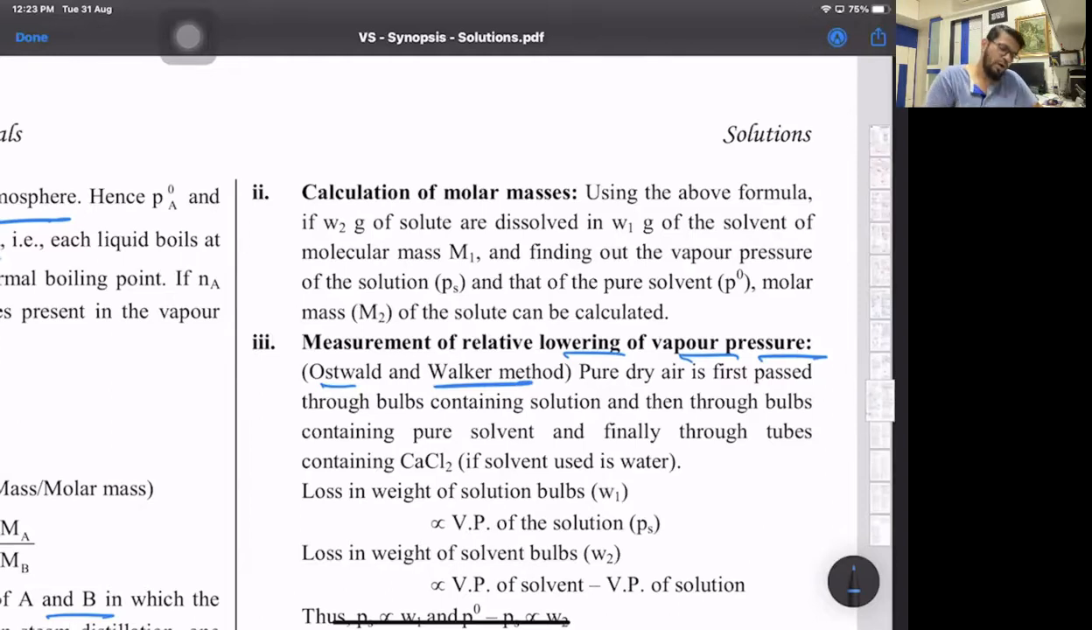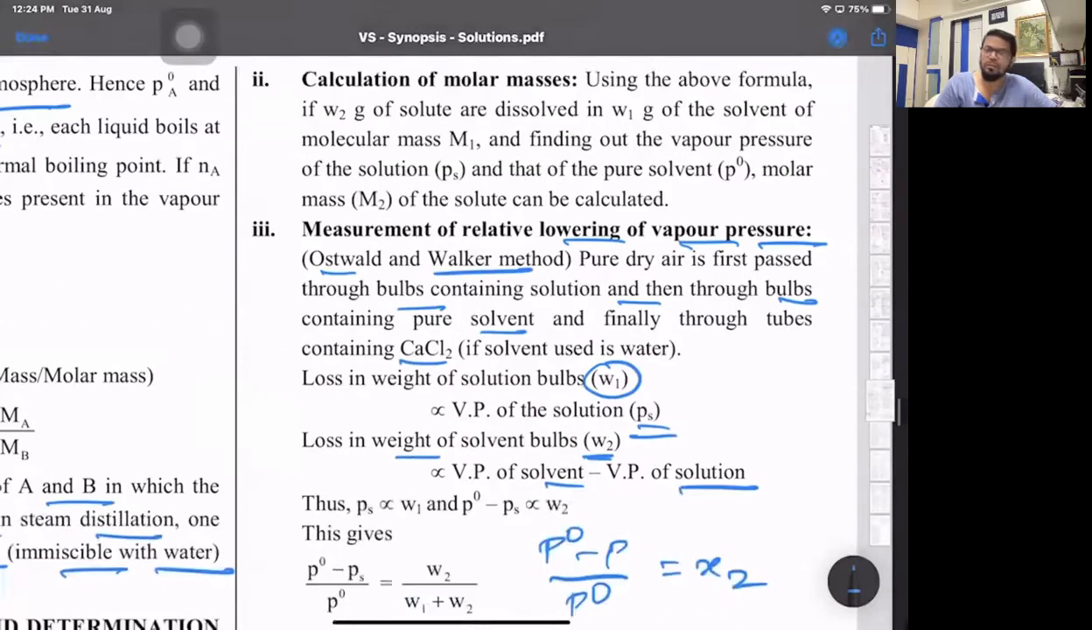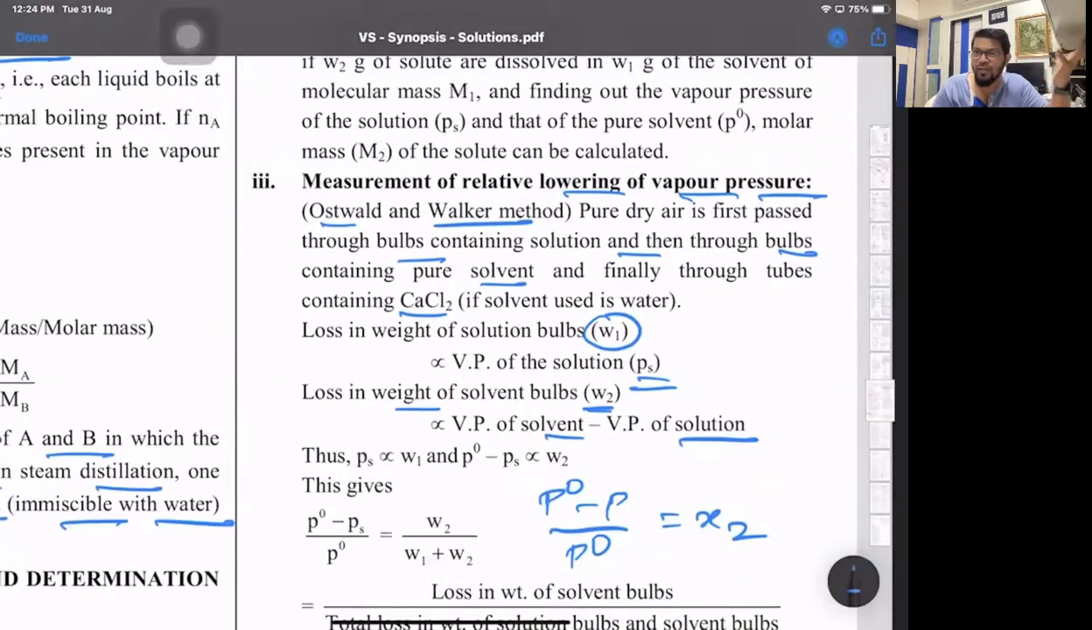Pure dry air is passed through the bulbs containing solution, then through bulbs containing pure solvent, and finally through calcium chloride. In the pure solvent, weight will be lost because vapors will go out. Loss in weight of the solution bulbs is W1, which is proportional to the vapor pressure of the solution. Loss in the solvent bulb is W2, that is solvent minus solution, because in pure solvent maximum vapors will come. In solution, the vapors coming will be less.